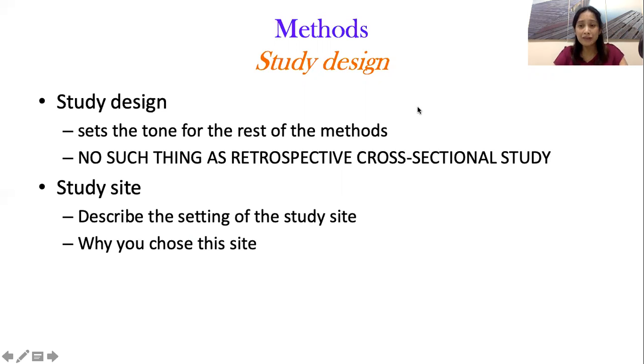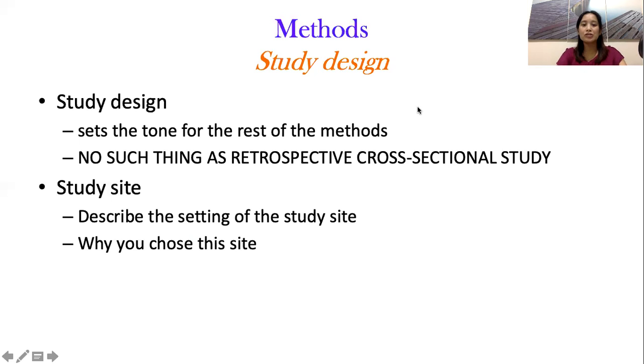I just like to remind you guys, there's no such thing as a retrospective cross-sectional study. This is one of the most common mistakes that I see when I'm reviewing papers from students and trainees. Even if it's a chart review, if the data is taken at one point in time, that's a cross-sectional study. It's neither retrospective nor prospective. The study site, you have to describe the setting of the study site and why you chose this study site.